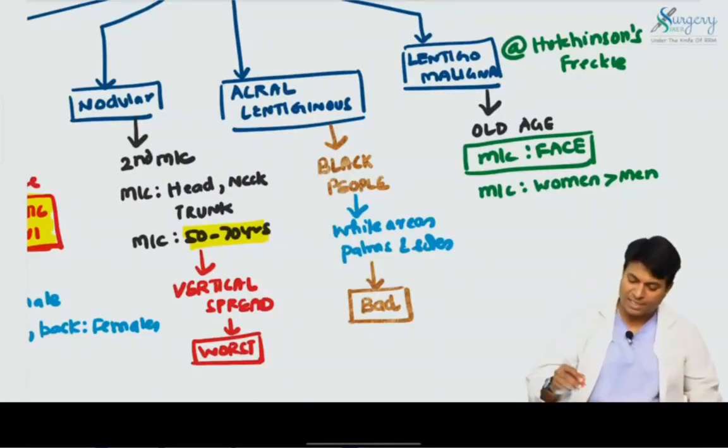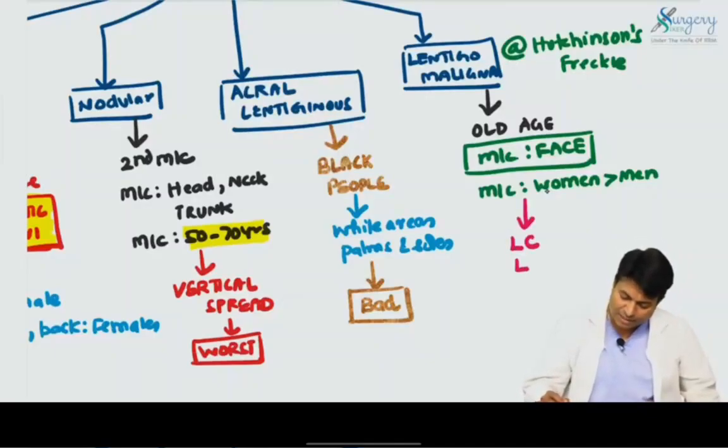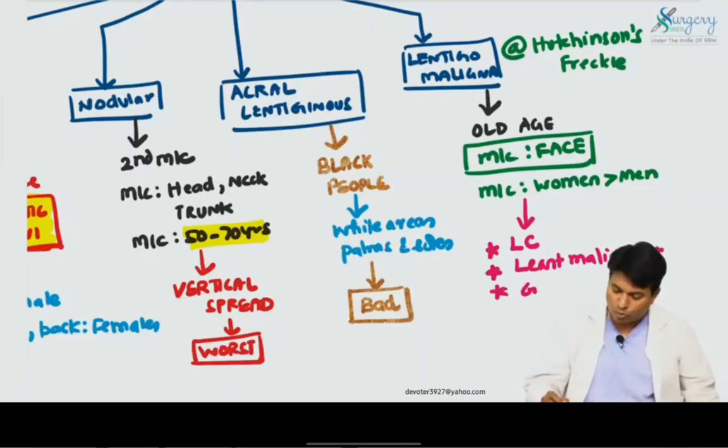Hutchinson's freckle is also known as Hutchinson freckle. And for lentigo maligna melanoma, the lucky point is that it is the least common and least malignant. So it is very less common and it is least malignant, and therefore it has a good prognosis. So these are the points of lentigo maligna melanoma. Please don't forget these points.